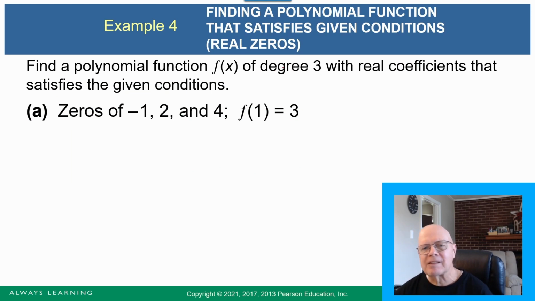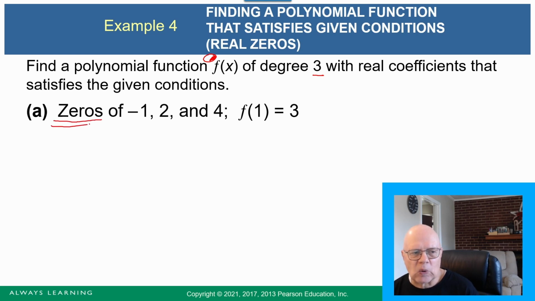Now, how can we put some of these together? This is sort of fun because it's a little bit easier. Find the polynomial function. So you're looking for this. You're looking for that. And you want it to be degree 3, and it has the given conditions. Someone told us that the zeros are -1, 2, and 4. And this is important to get the actual function.